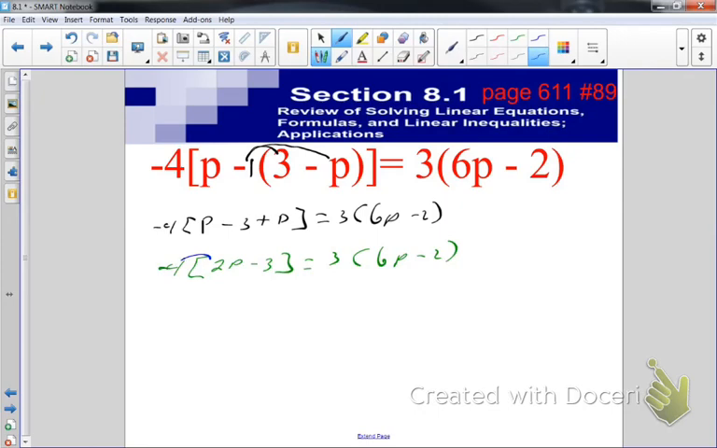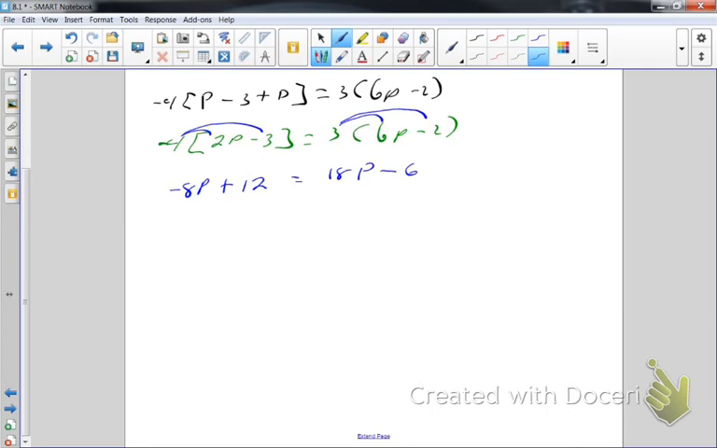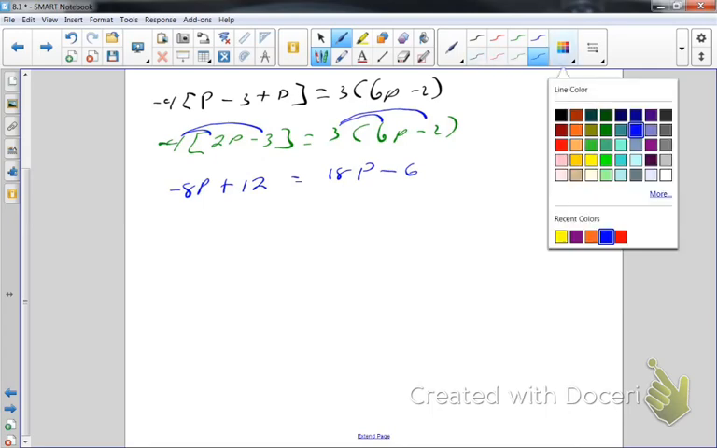So now I'm just going to go ahead and multiply these out. So I have -8p plus, right, 4 times 3 will give me 12. Remember, it's a negative times a negative. That's how I got that positive. And then I have 3 times 6, which is going to give me 18p. And then 3 times -2, which is going to give me -6. Okay, so what I've done so far is I simplified, then I used distributive property, then I combined like terms to be able to make sure that I can get rid of all parentheses and brackets to start solving this.